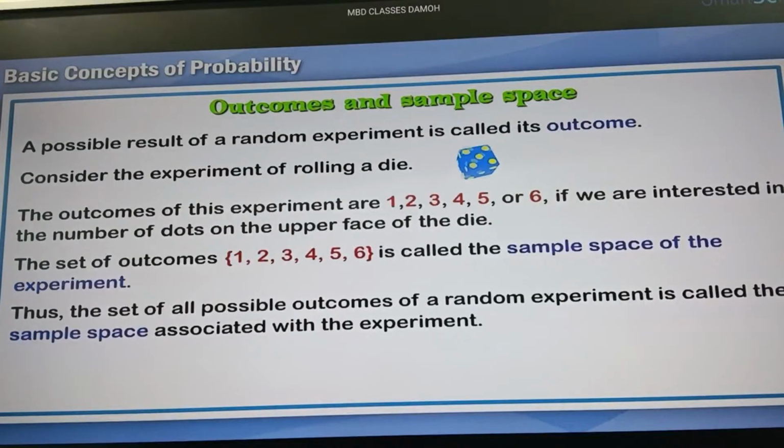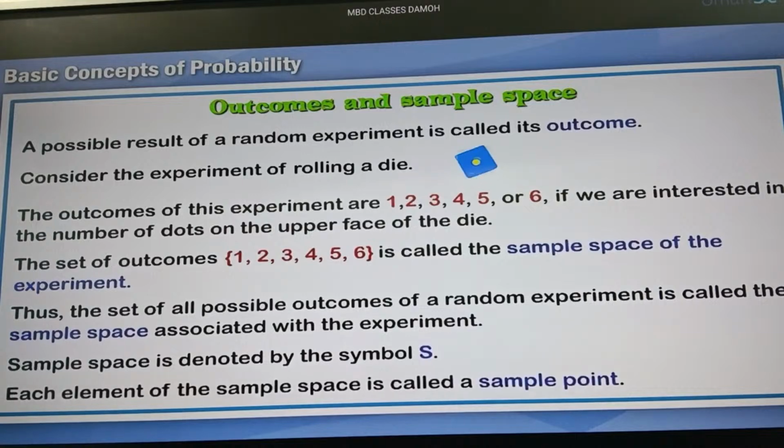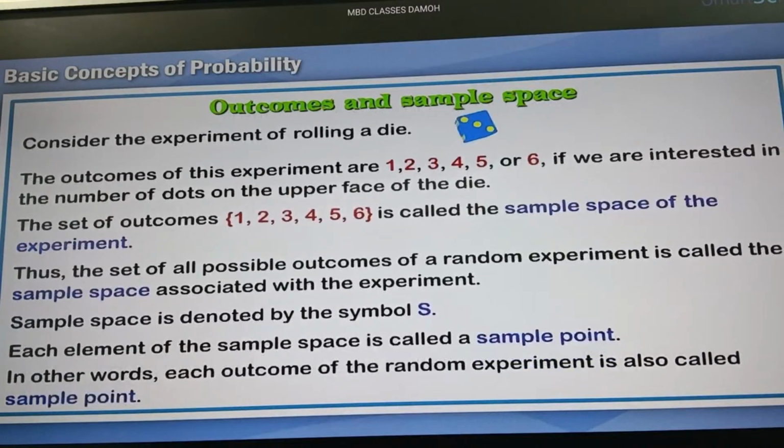Thus, the set of all possible outcomes of a random experiment is called the sample space associated with the experiment. Sample space is denoted by the symbol S. Each element of the sample space is called a sample point. In other words, each outcome of the random experiment is also called a sample point. Let us now take some examples to understand this.